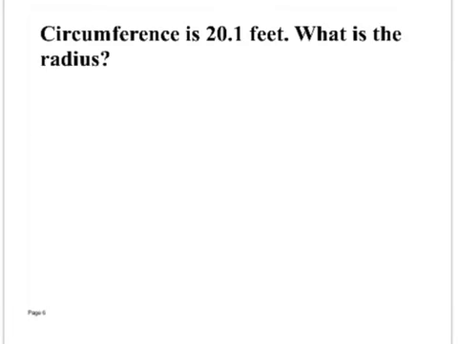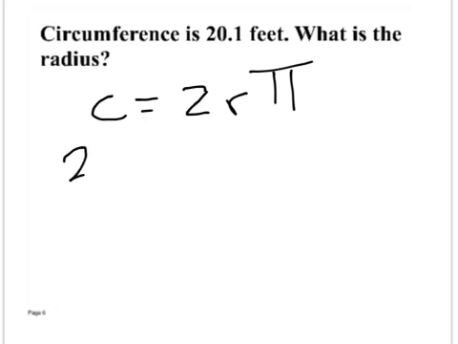All right, so now we have a question. Circumference is 20.1 feet. What is the radius? So what I do is I write out my formula. C equals 2 pi r, or 2r pi, sorry. 2 times the radius times pi, because I want to get radius. I could also use pi d and then divide it by 2, but this is much easier. Plug in what I know. I know what circumference is. It's 20.1. 2, I know.